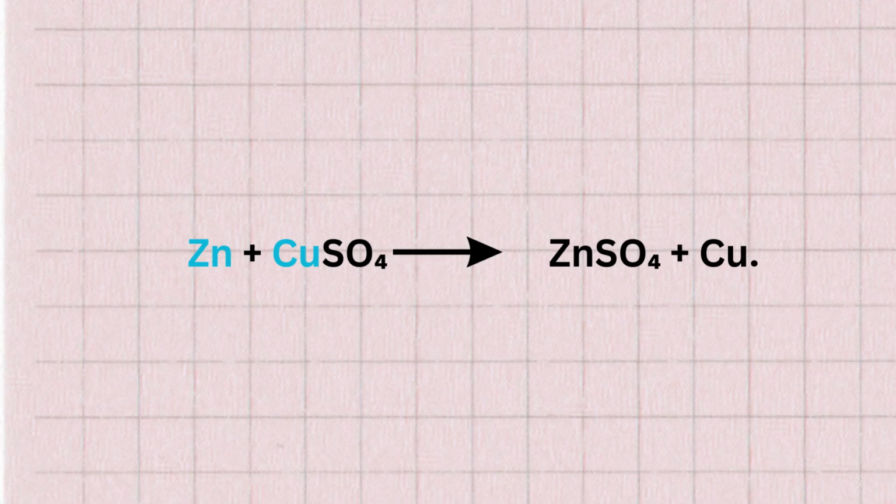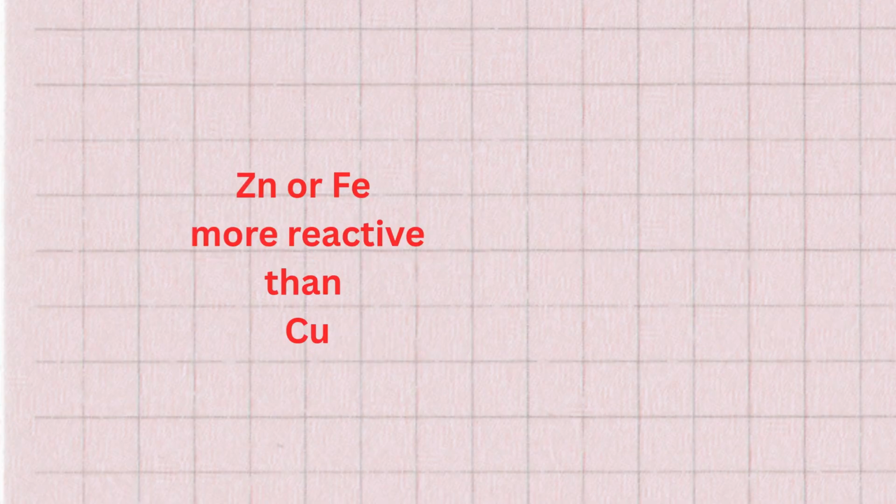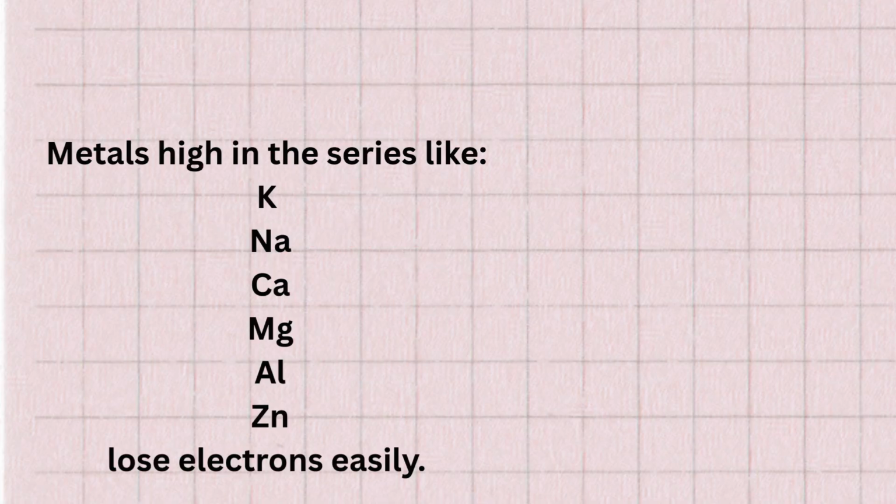Example, zinc plus copper sulfate gives zinc sulfate plus copper. Here, zinc replaces copper. Zinc loses electrons and becomes Zn2+, so zinc undergoes oxidation. Copper ions gain electrons and become copper metal, so copper undergoes reduction. Metals like zinc or iron are more reactive than copper, so they push copper out of its compound. This idea comes from the reactivity series.